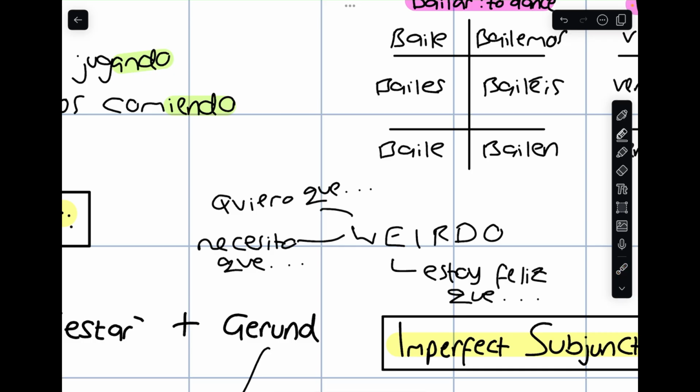The I stands for impersonal expressions. Now, at GCSE, don't worry too much about what that means. The R is for recommendations. So, recomiendo que, I recommend that. For example, recomiendo que bailes conmigo. I recommend that you dance with me.